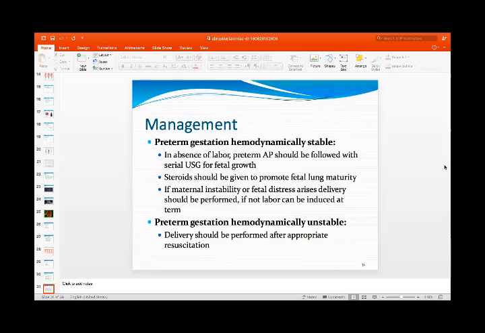If there is maternal instability during this conservative period, or the patient goes into shock, there's severe bleeding, or fetal distress occurs, then we will do delivery. Then we will not manage conservatively. We will deliver the baby either through cesarean section or by inducing the labor, depending upon the condition of the mother and the baby. And if there is preterm gestation, less than 37 weeks, and the mother is hemodynamically unstable, she is in shock, delivery should be performed after appropriate resuscitation.